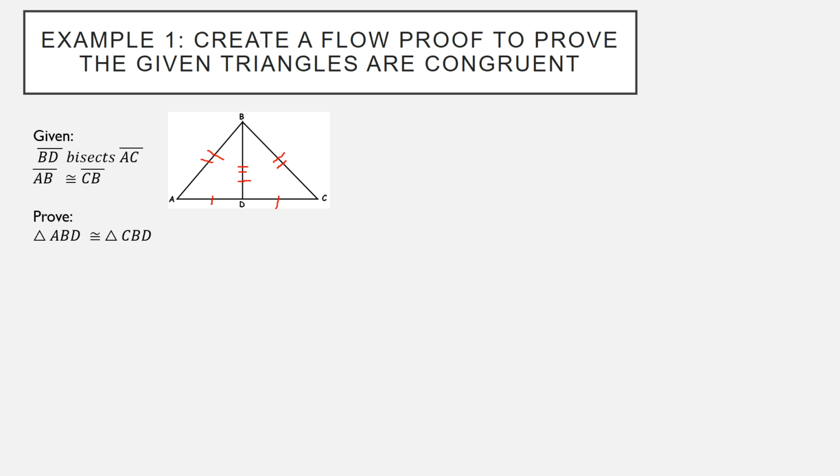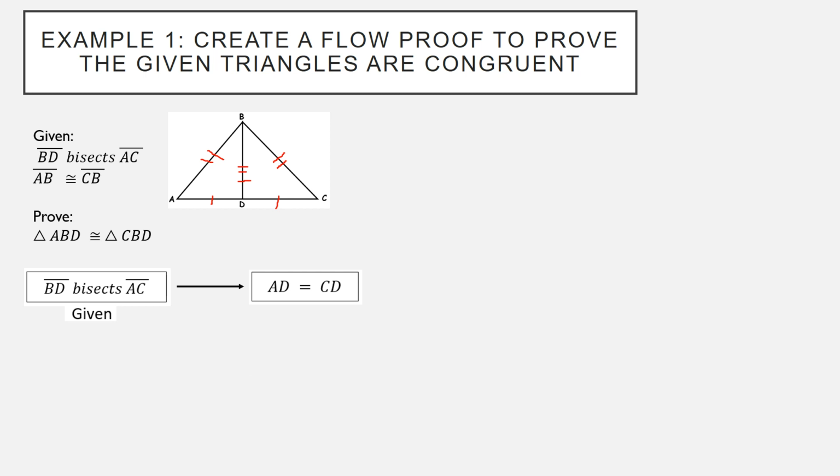So I've got three sides congruent to three sides of another, so I'm going to end up using side, side, side. So BD bisects AC would be my first statement. And how do I know that? It's a given statement. That's going to tell me that AD is congruent, or AD equals CD. We're not congruent yet. We just know that they're equal.